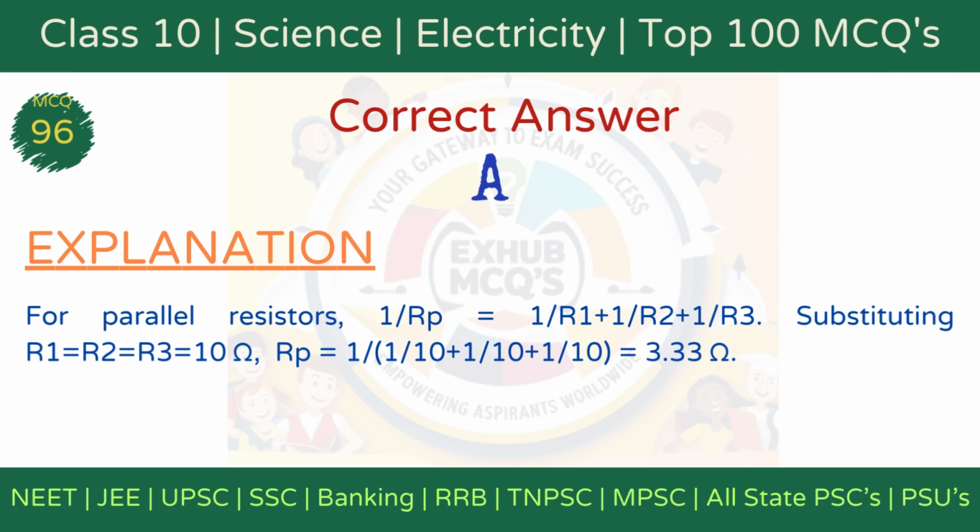Explanation. For parallel resistors, the formula is 1 divided by total resistance equals 1 divided by R1 plus 1 divided by R2 plus 1 divided by R3. Substituting R1 equals R2 equals R3 equals 10 ohms, we get total resistance equals 3.33 ohms.